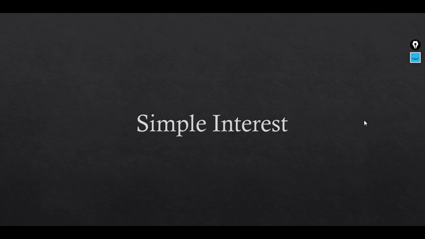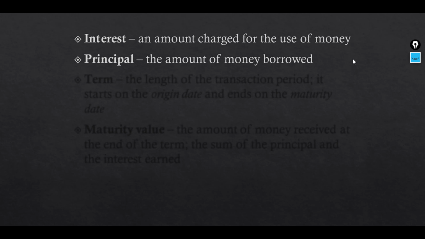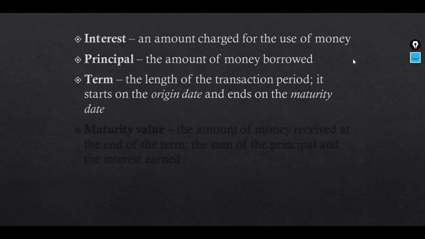Hi class, our topic today is simple interest. Interest is an amount charged for the use of money. Principal is the amount of money borrowed. Term is the length of the transaction period. It starts on the origin date and ends on the maturity date. The unit for term is years.